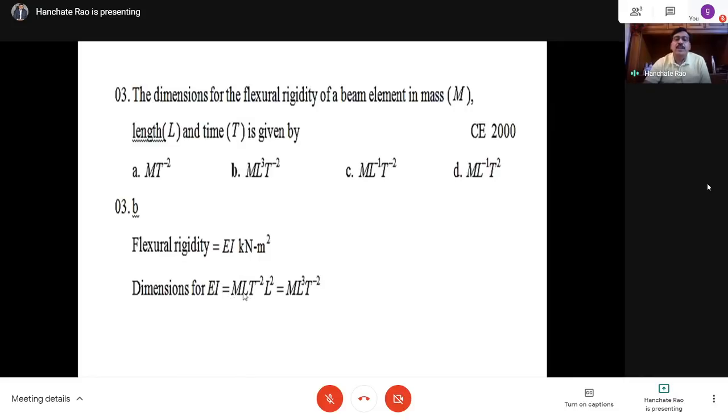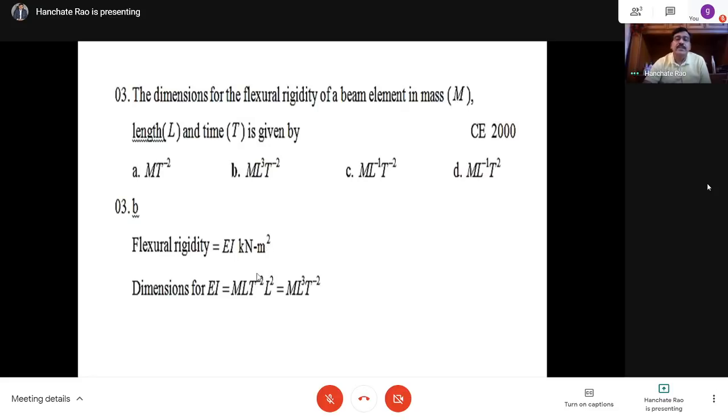So m into L into T to the power of minus 2, since acceleration is L by T square, so if we bring up T to the power of minus 2. So this is for force, this is for the kilonewtons: mL T to the power of minus 2. This is for the force, mass into acceleration.